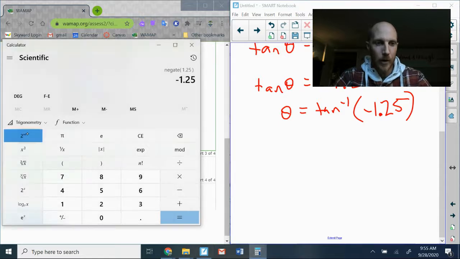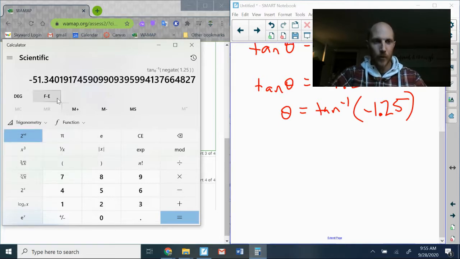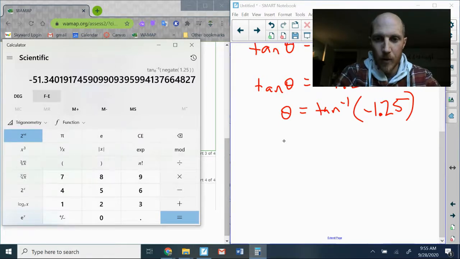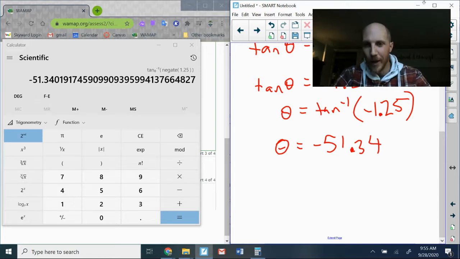So on my calculator, I'm going to hit trigonometry first, and now I can hit second in here. My calculator is funny. Inverse tangent. So I got -51.34 degrees. Okay, so what's up with that negative angle measurement?